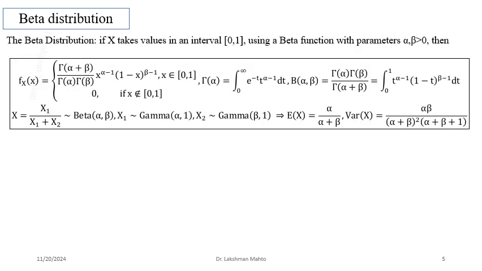So the beta distribution comes from the beta function. What is the beta function? Actually, the beta function is defined on the interval from 0 to 1.